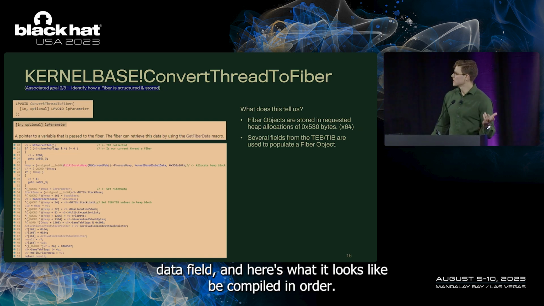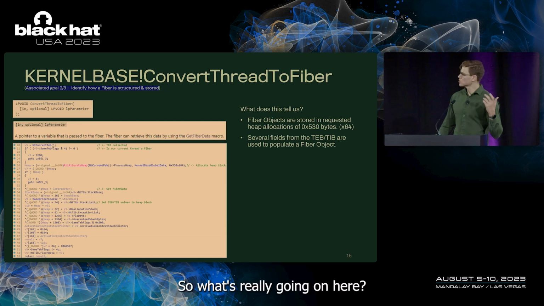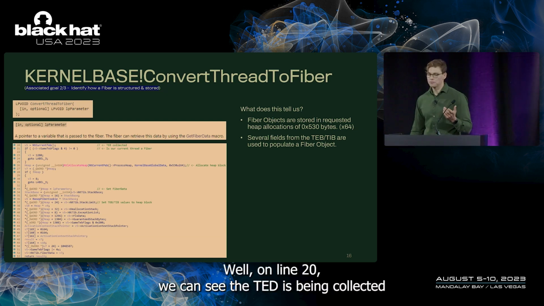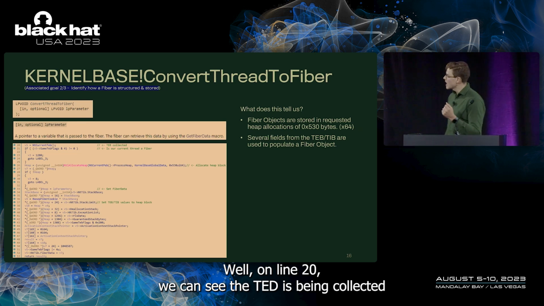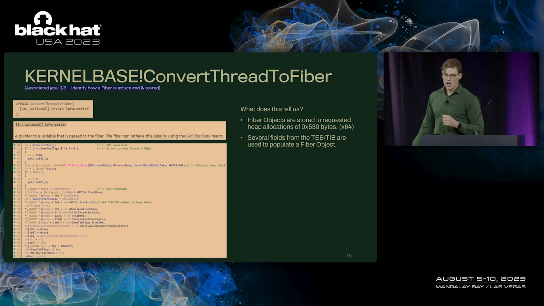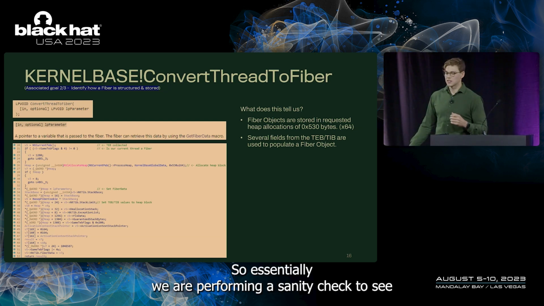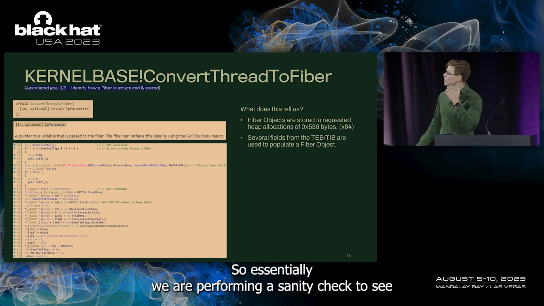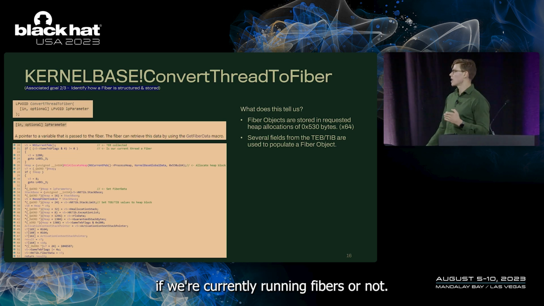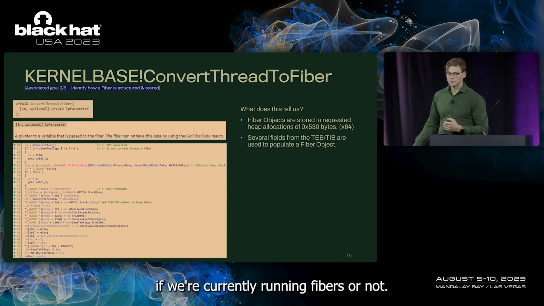And here's what it looks like decompiled in IDA. So what's really going on here? Well, on line 20, we can see the TEB is being collected. Following this, the same TEB flags field is being checked. So essentially, we are performing a sanity check to see if we're currently running fibers or not.